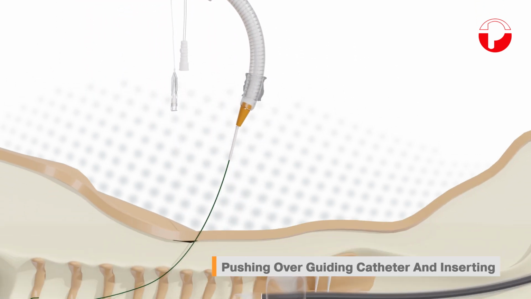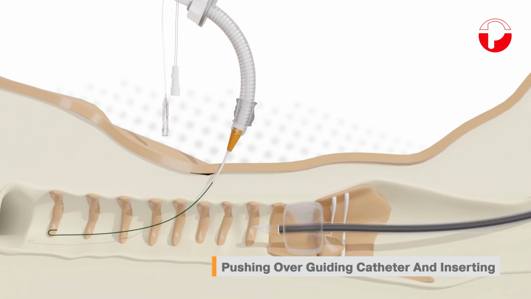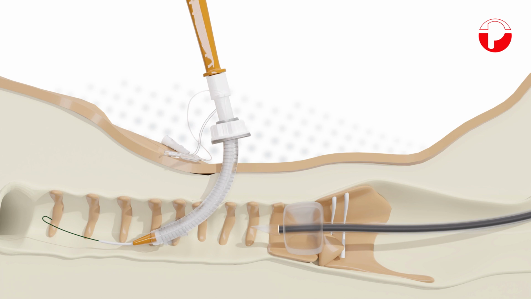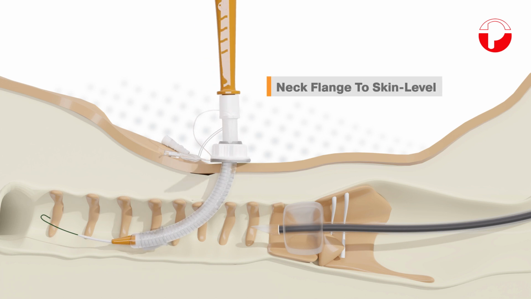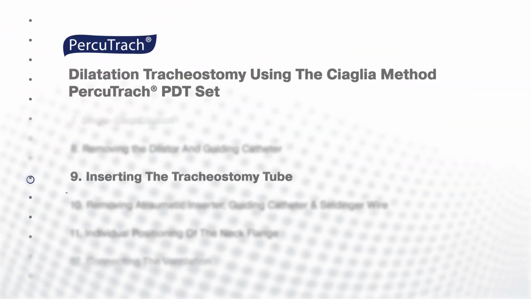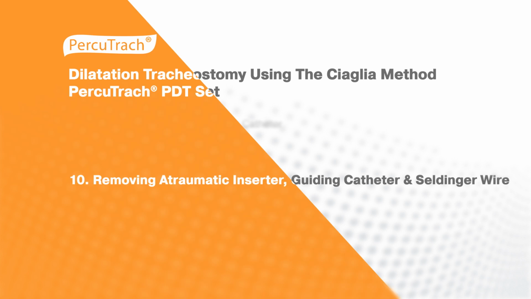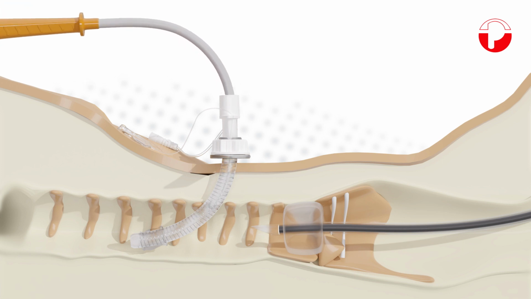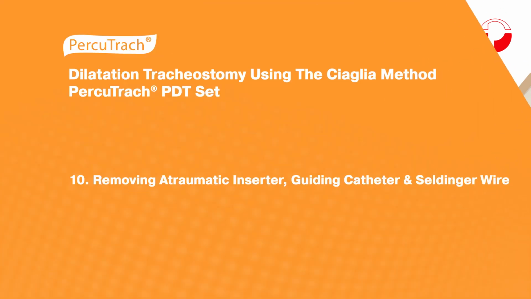Via the Seldinger guide wire, which has remained in the opening, the Priflex PercuTrach tracheostomy tube can now be inserted into the trachea using the atraumatic inserter and guiding catheter until the tracheostomy tube flange has reached skin level. Next, the atraumatic inserter, guiding catheter and guide wire are withdrawn together in an arc movement.